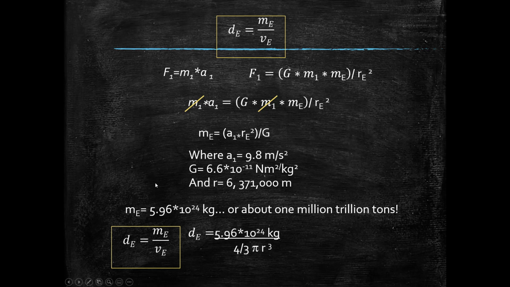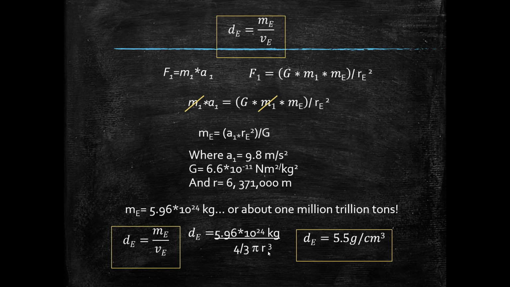So we now have the mass of the Earth as 5.96 times 10 to the 24th kilograms. And here is the formula for the volume of a sphere, 4/3 pi r squared. And we know the radius of the Earth is right here, or not squared, cubed, 4/3 pi r cubed. We plug that formula in. The average density of the Earth is 5.5 grams per cubic centimeter.